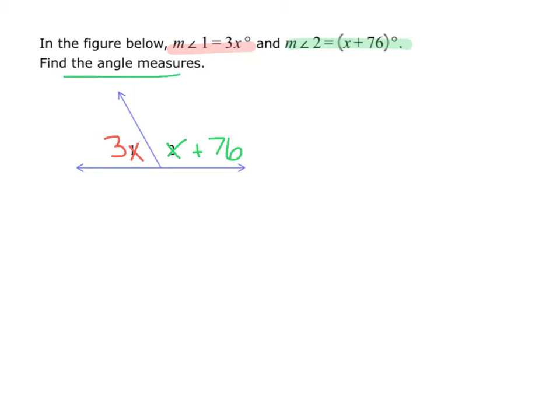Okay, and now we're trying to find the measure of each of those angles. Well, what do we know about the angles? I see that together they make a straight line, so they must be supplementary, which means 180 degrees when you add them together. So let's use that to write an equation.